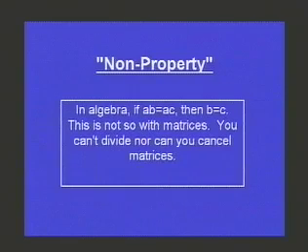Another non-property. In algebra, if a times b is equal to a times c, then b is equal to c. We were allowed to cancel the a's or divide by the a's, which would essentially cancel them, and we were able to say b was equal to c. That doesn't work with matrices. We can't divide matrices. You'll find there are ways around this, but we can't divide matrices and we can't cancel matrices.